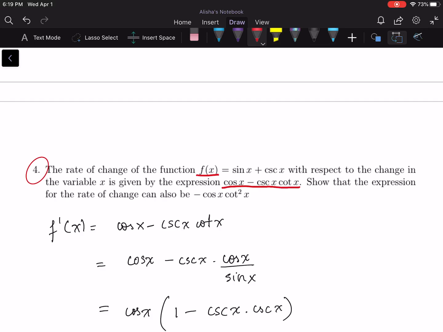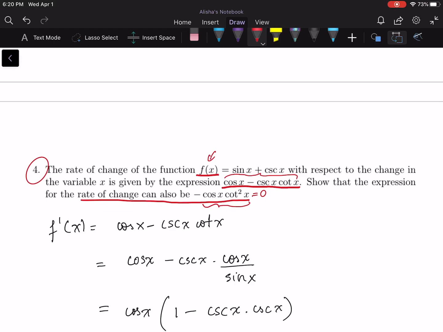But what the question wants us to do is to show that the rate of change can also be expressed as negative cosine x cotangent square x. And for us to be able to do this is actually helpful, because if, for instance, we wanted to understand the critical points of this function, then we would be setting that rate of change equal to 0, and it's easier to solve for the critical points when we can express our rate of change in this form with two factors, and we understand the zeros of each of those factors, as opposed to this form where, how do we even start understanding the critical points there?